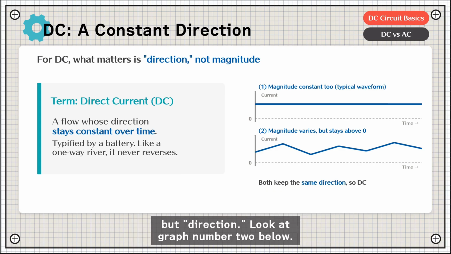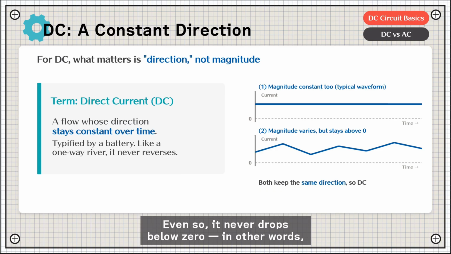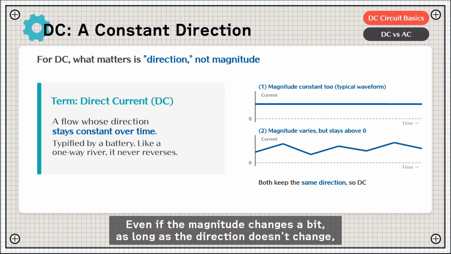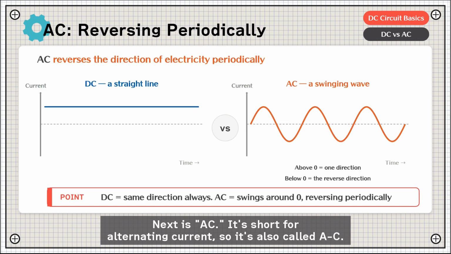Look at graph number 2 below. Here the line moves up and down, so the magnitude wobbles. Even so, it never drops below 0. In other words, the direction stays the same the whole time. So this too is genuine DC. Even if the magnitude changes a bit, as long as the direction doesn't change, it's DC. Keep that in mind. Next is AC.